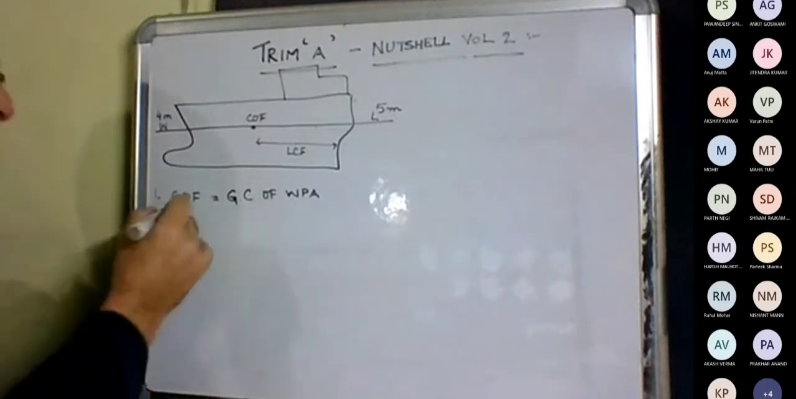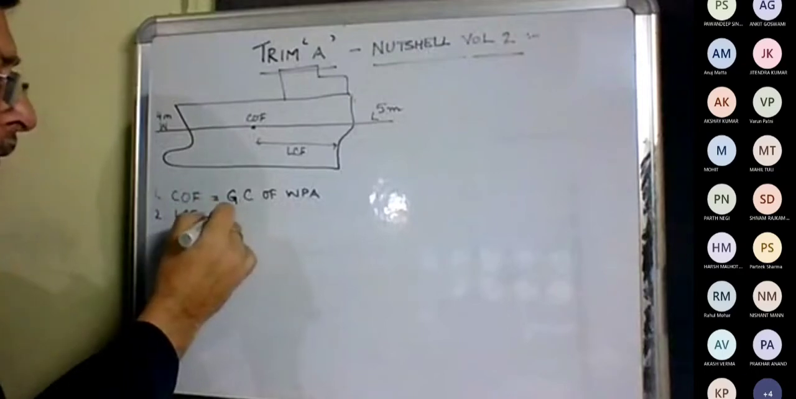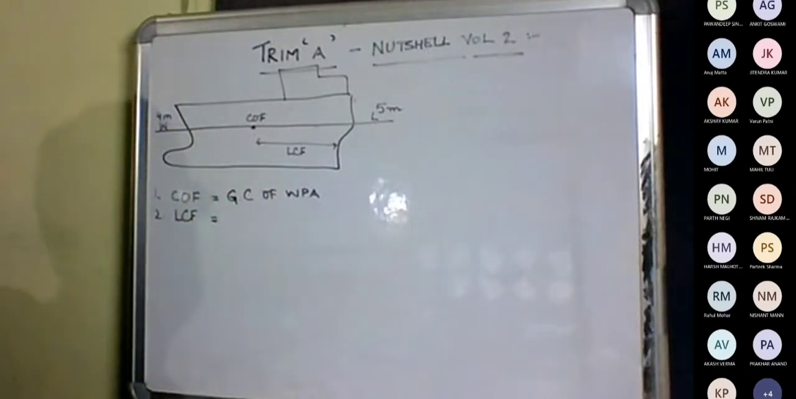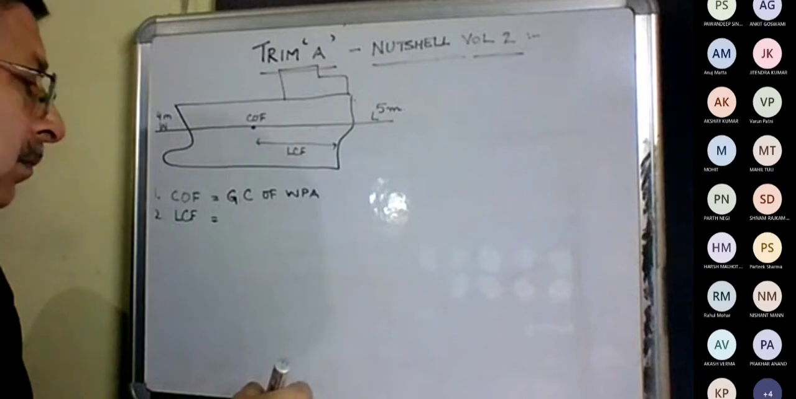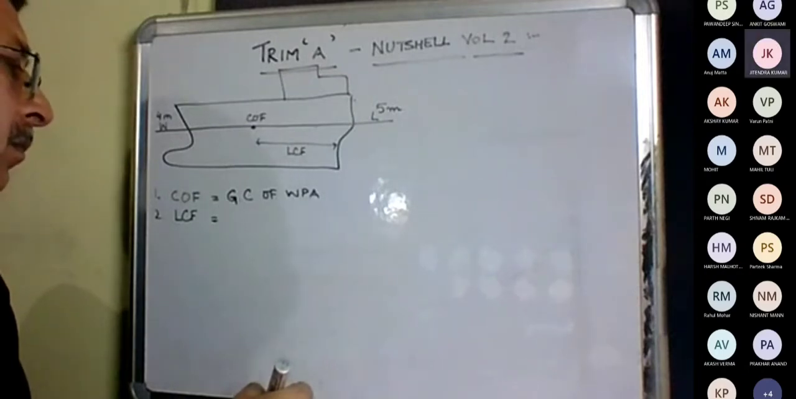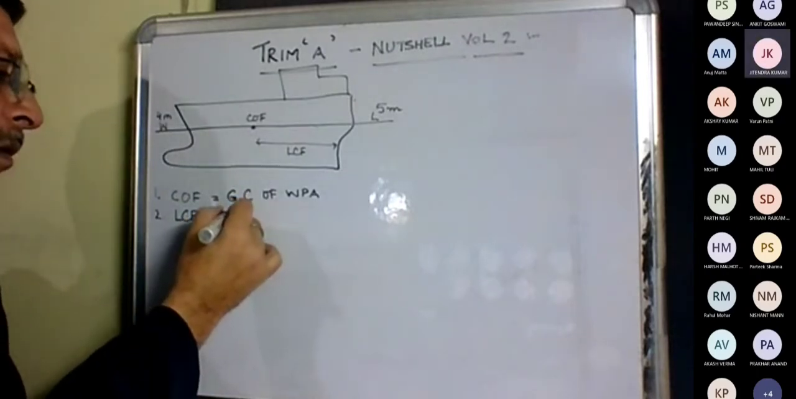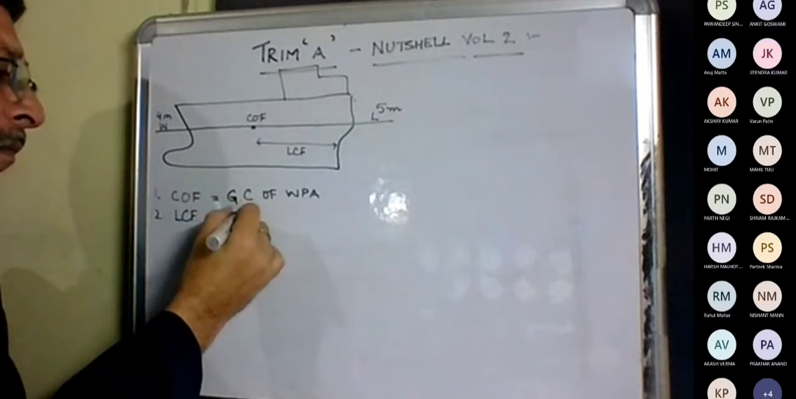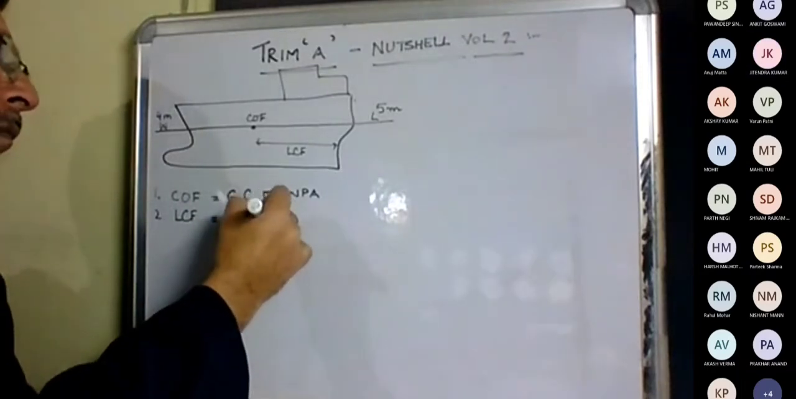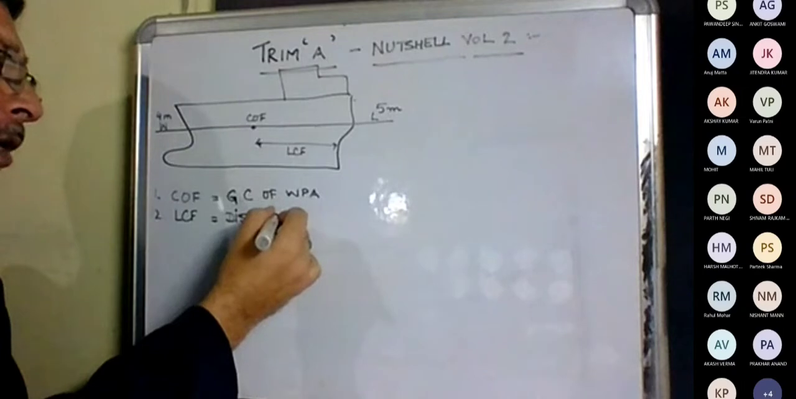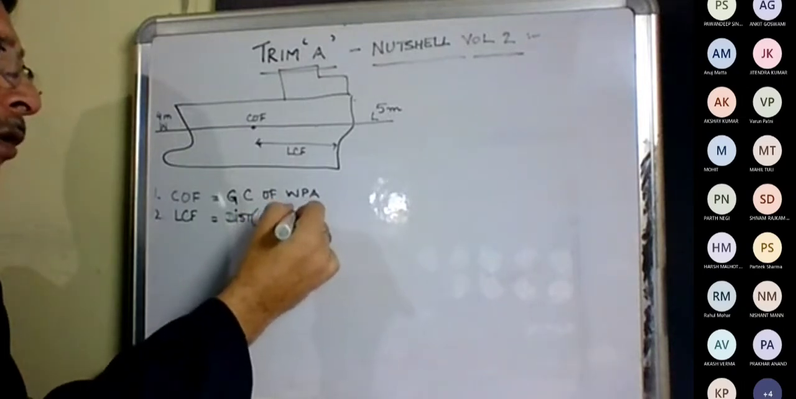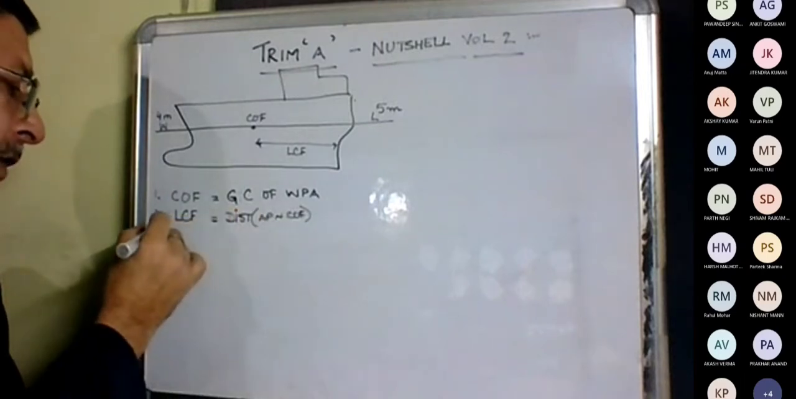The next one. What is LCF? How do you define LCF? Longitudinal center of rotation. Sir, distance from center of flotation to aft. Aft. You have to be very specific now. So the distance between aft perpendicular and the center of flotation is known as LCF. Correct. Distance from aft perpendicular to center of rotation is known as LCF. Absolutely correct.